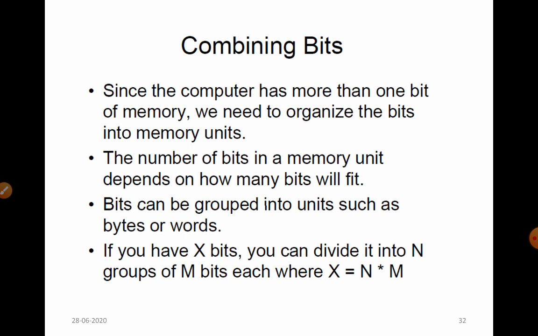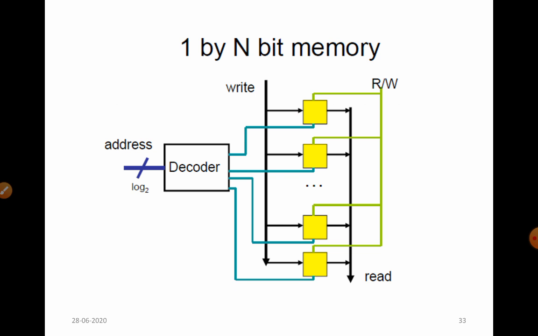So we combine different memory blocks, and the number of bits in the memory depends on how many bits it will fit. The size of the memory depends on the storage. If you have x bits, you have to divide them into n rows and m columns. The rest we'll discuss in the next lecture.